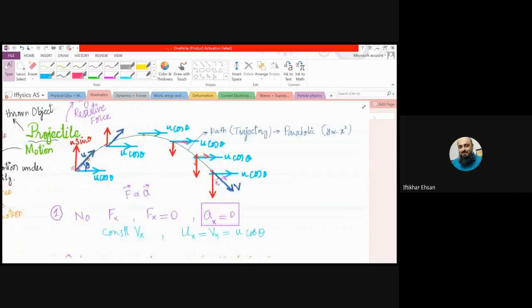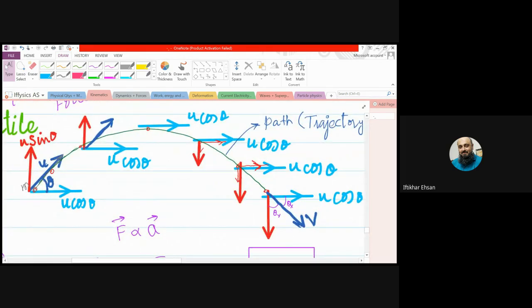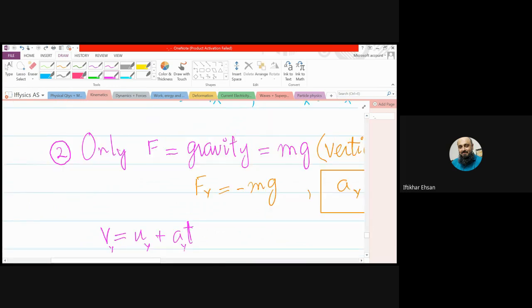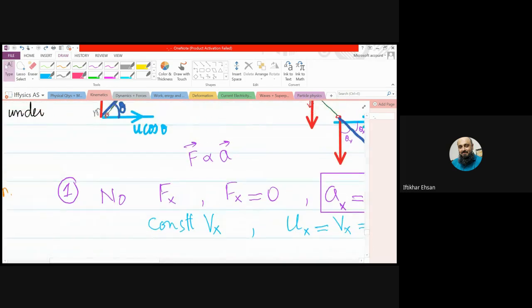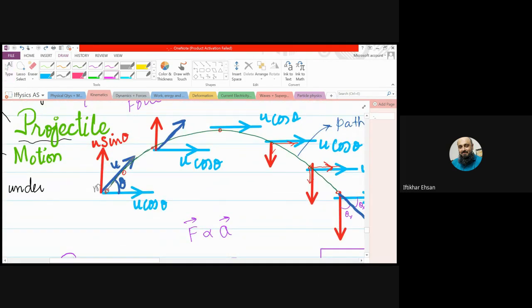First of all, let us have a look at the basics. Let's say we are having a projectile like that, and we have to throw it, so we have to give it a speed. So we throw this object with an initial velocity u, which is making an angle theta with the horizontal. So at this point, it is having two components.